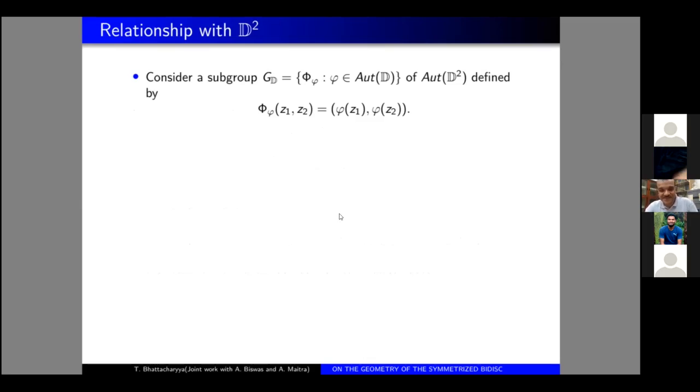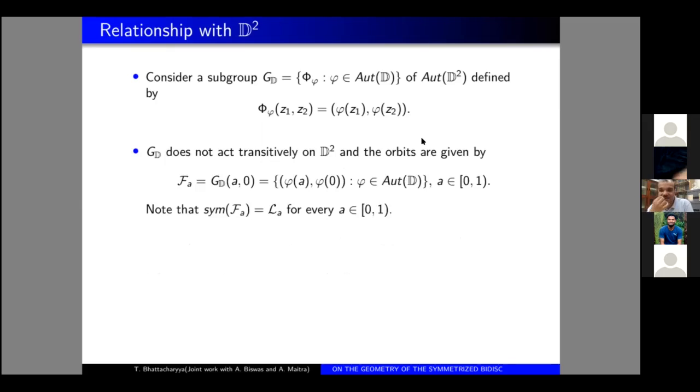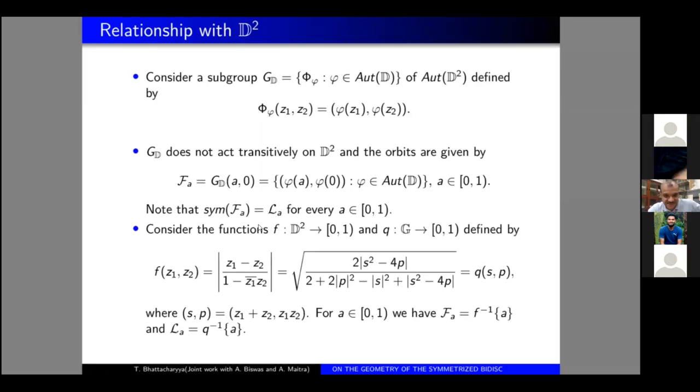A lot of things sometimes can actually be obtained from there by symmetrizing. So this is the automorphism group, which is a subgroup of the automorphism group of D2. That's of our interest, because if you notice, H phi was just the symmetrization of this. So consider this subgroup Aut D of Aut D2. Obviously, it doesn't act transitively. So then you can consider the orbits here as well, and symmetrization of these orbits turn out to be our orbits in the symmetrized bidisc.